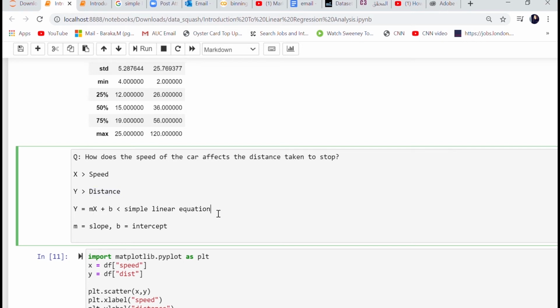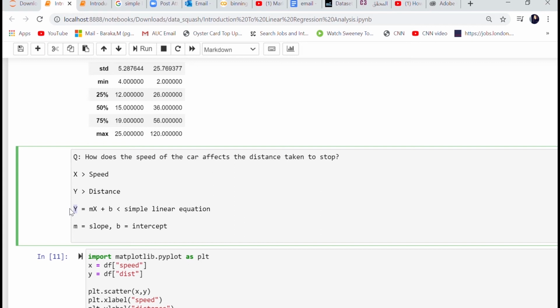So if you remember from high school or earlier, the simple linear equation is just y equals mx plus b, where m is the slope and b is the y-intercept. So linear regression is the same exact thing. Simple linear regression is just going to be the same equation, and we're trying to fit the data to this equation. So x here is going to be the distance and y is going to be the speed.